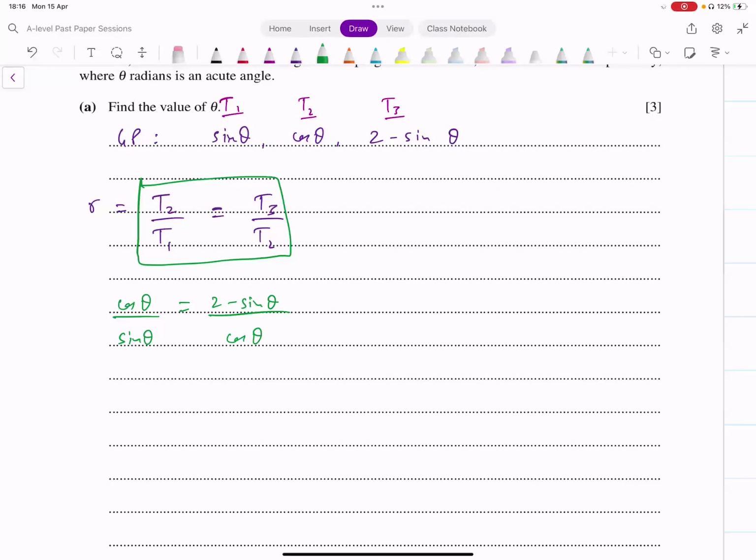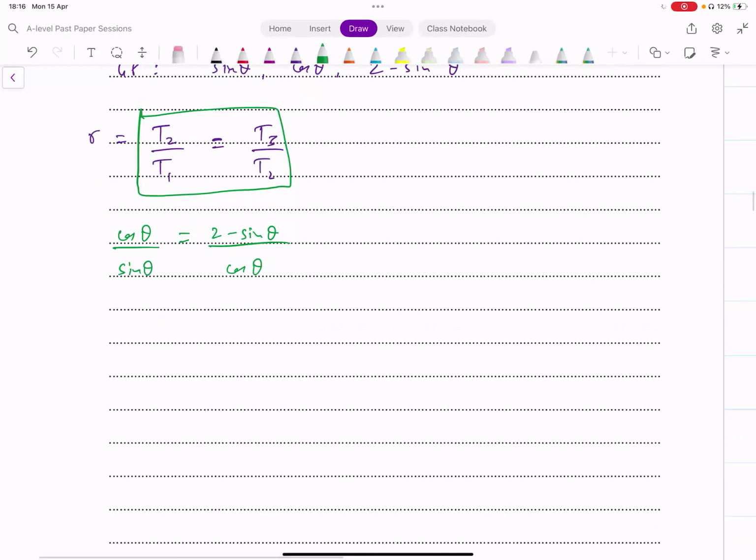Okay. And now we just have to solve this equation. It's a simple trigonometric equation that we need to solve. You can cross multiply. If you cross multiply, that gives you cos square theta equal to sine theta gets multiplied here. And that will give you 2 sine theta minus sine square theta.